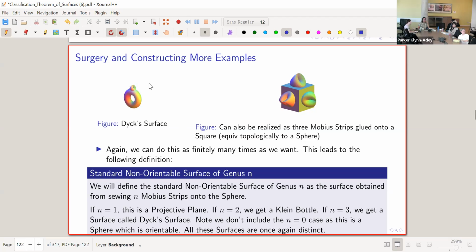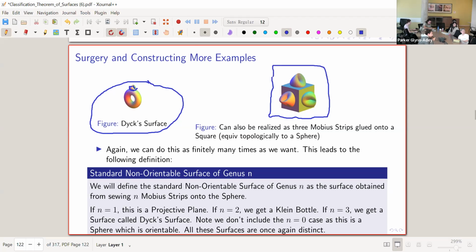So here's another example of a surface called a Dyck surface. And you can either think of it as a torus with a Mobius strip or a cross cap sewed on. So the cross cap is what we get when the Mobius strip has to intersect itself. Or you can think about it as a cube with 3 Mobius strips glued on. And a cube is just topologically equivalent to a sphere. So this is the same as gluing on 3 Mobius strips to the sphere.